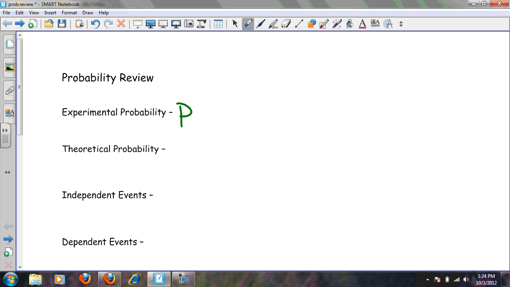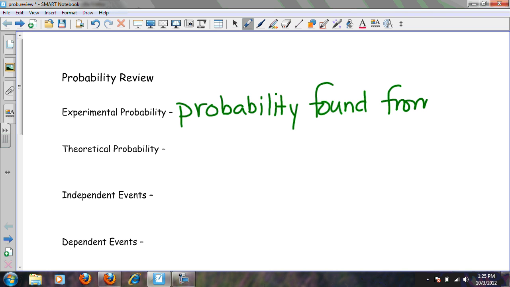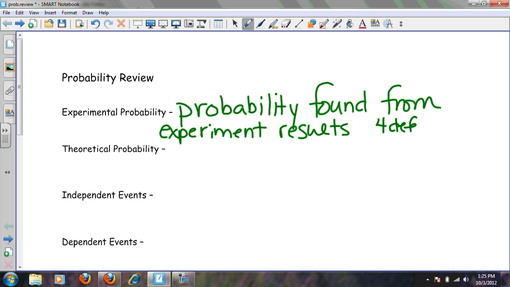Experimental probability is the probability found from experiment results. This would be, for example, the fact that there were 4 defective baseballs out of 180 baseballs manufactured. Experimental probability, something that actually happened.